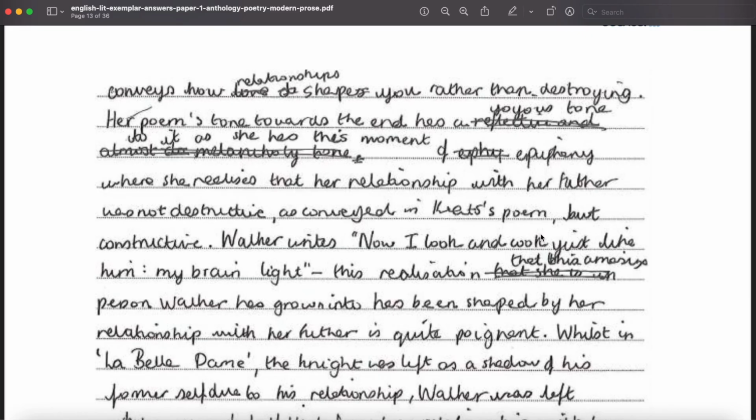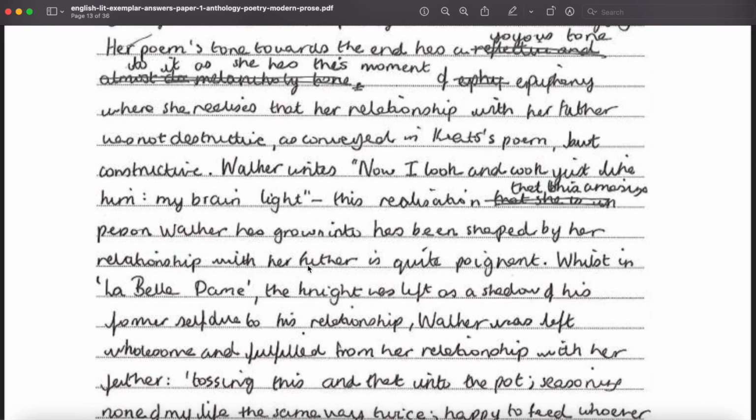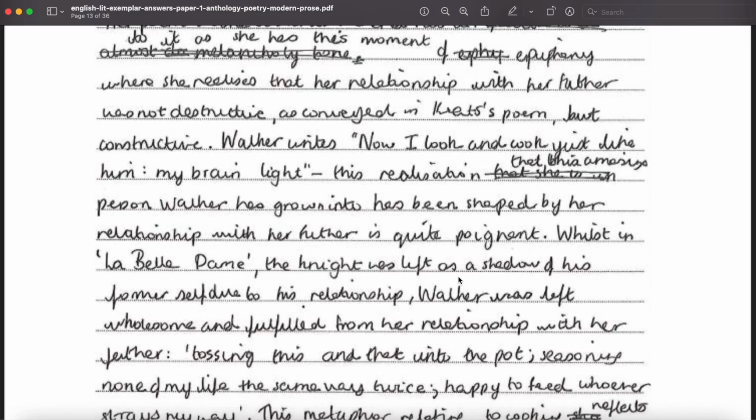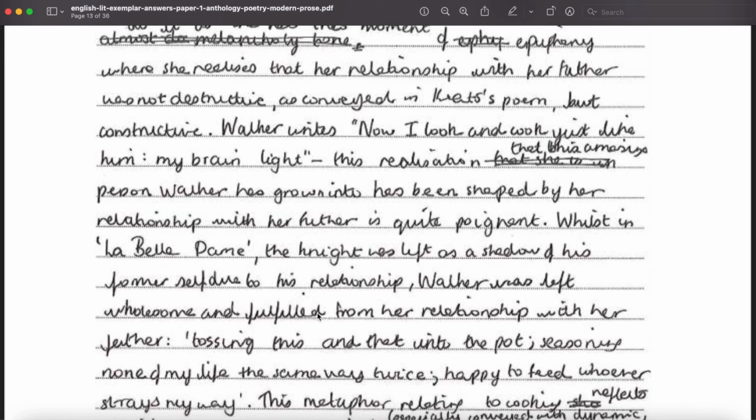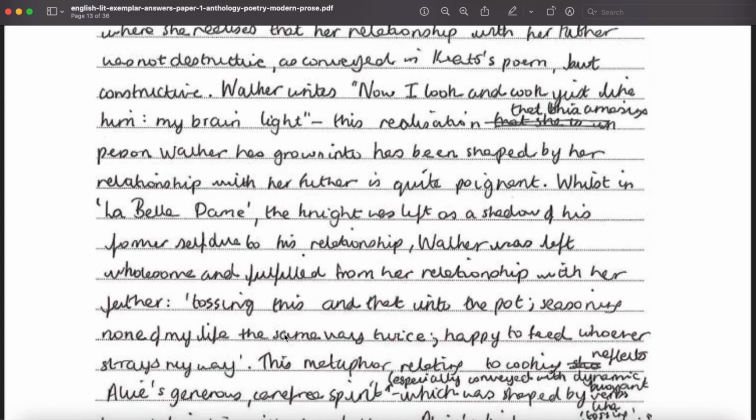Walker writes, "now I look and cook just like him, my brain light." This realization that this amazing person Walker has grown into has been shaped by her relationship with her father is quite poignant, or quite significant. Whilst in La Belle Dame sans Merci, the knight was left as a shadow of his former self due to his relationship, Walker was left wholesome and fulfilled from her relationship with her father, "tossing this and that into the pot, seasoning none of my life the same way twice, happy to feed whoever strays my way." So another very good comparison.